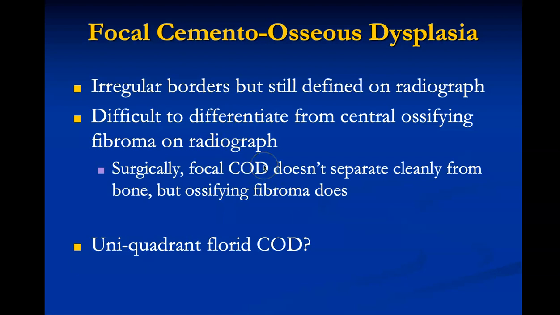It is sometimes difficult to determine whether this is a focal cementoosseous dysplasia or a central ossifying fibroma just from the radiograph, but once they go in to do the surgery, that's really what can tell you. The other thing that we don't know when a lesion first appears is if the patient is going to develop more. So potentially, focal cementoosseous dysplasia could just be the first lesion in someone who will eventually develop florid cementoosseous dysplasia.